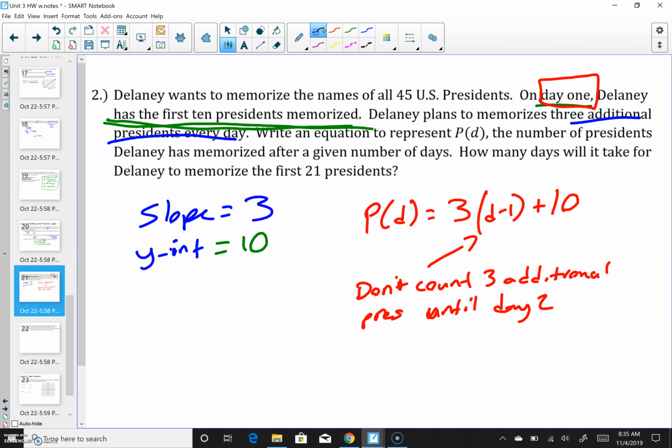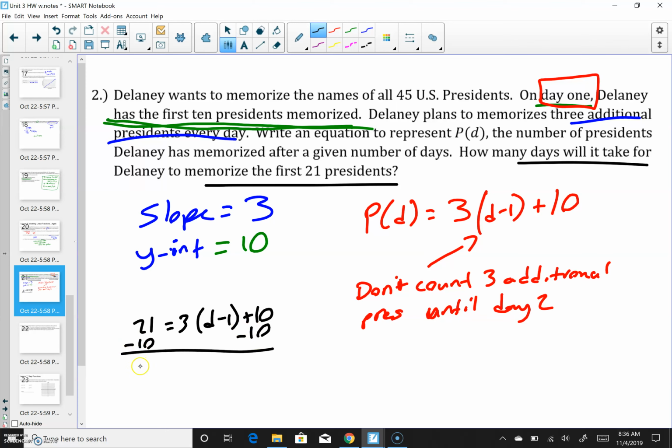For our last piece now, they want to know how many days will it take for her to memorize the first 21 presidents. So if we want to solve for D, that means we need to plug our 21 in for P of D. So 21 equals 3 times D minus 1 plus 10. Now there's a couple different ways you can go about this. I'm going to start by subtracting the 10 on both sides. Gives me 11 equals 3 times D minus 1.